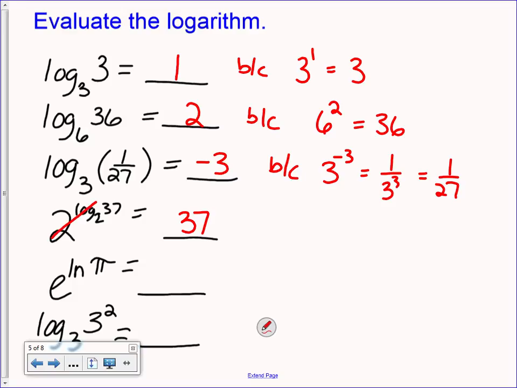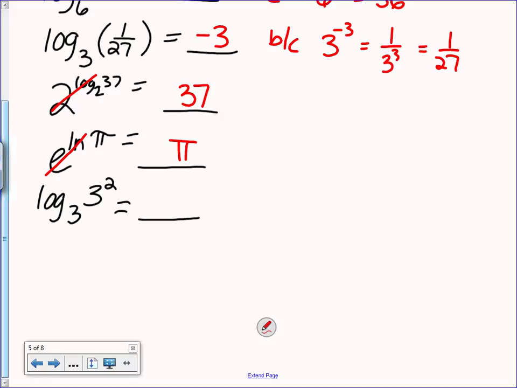Okay, next one, we have e raised to the natural log of pi. That's just going to equal pi, because again, these are going to undo each other. Okay, and then for our last example, we have log base 3 of 3 squared. Well, that's just going to equal 2, again, because these are going to undo each other.